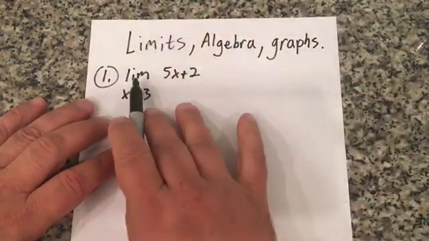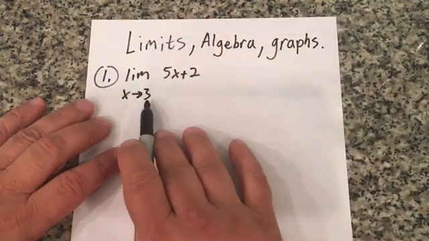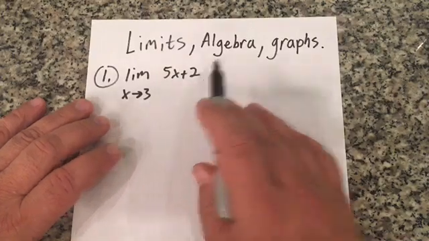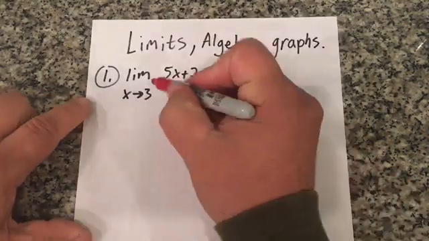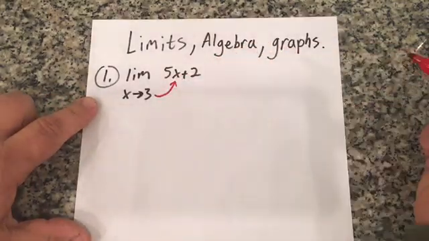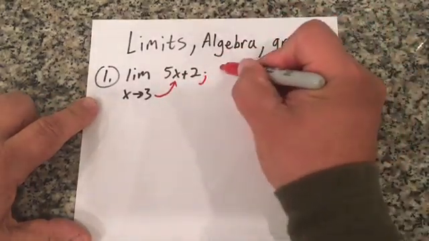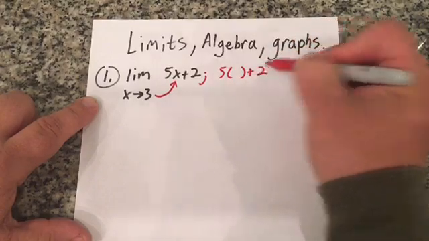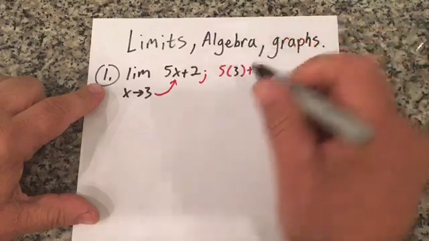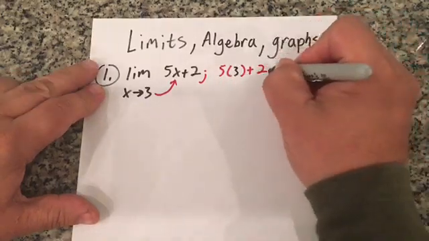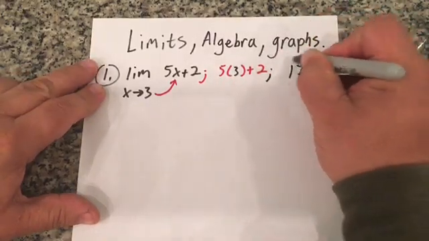So for number 1, it says the limit as x approaches 3 of 5x plus 2. And all you have to do is take that 3 and plug it in. That's the algebra part. So basically, it's just going to be 5 times 3 plus 2. And when you plug that in, if you do your order of operations correctly, that's going to be 15 plus 2. So that answer is going to be 17.